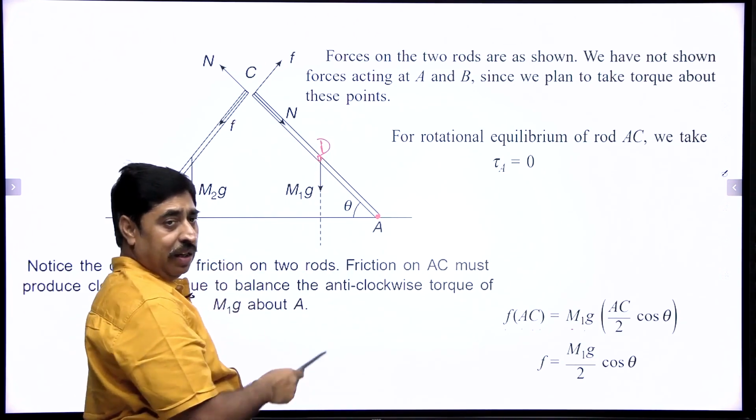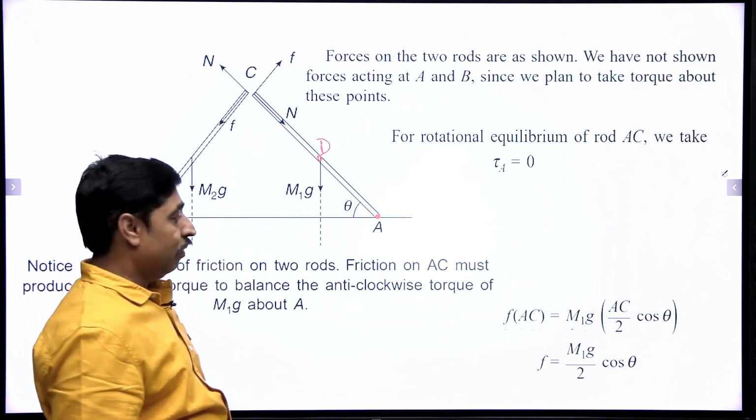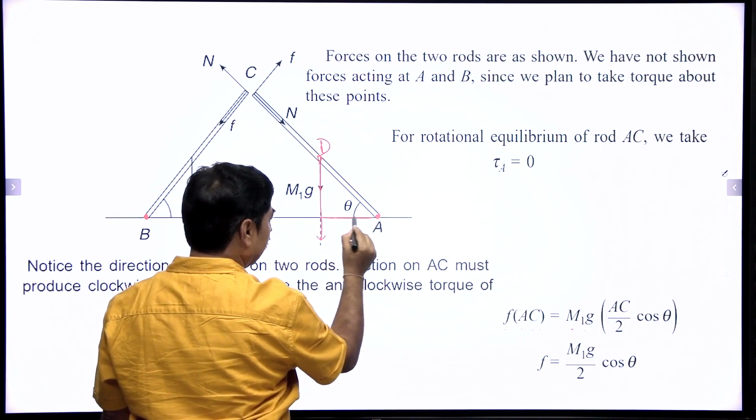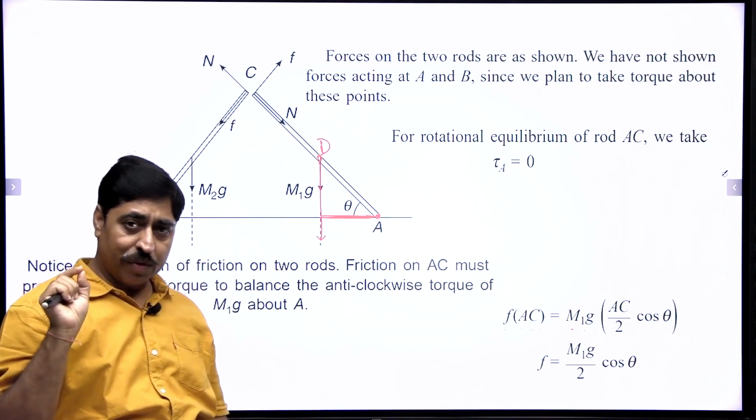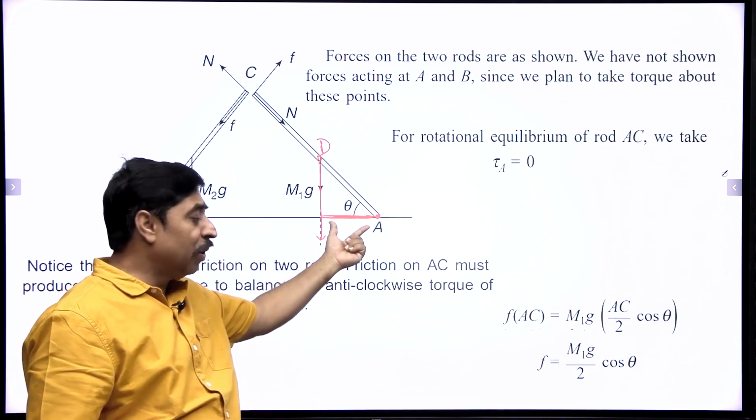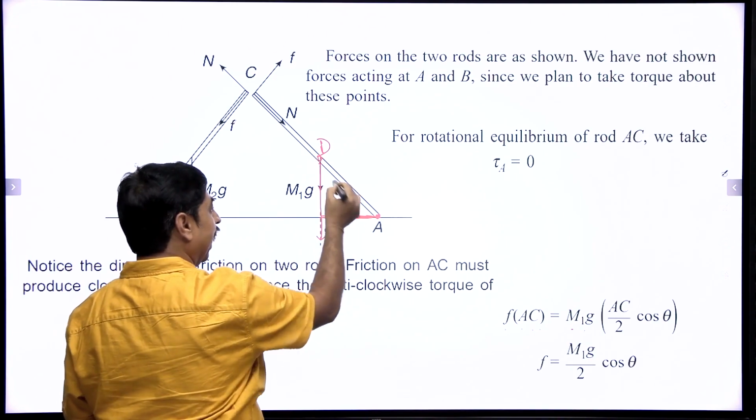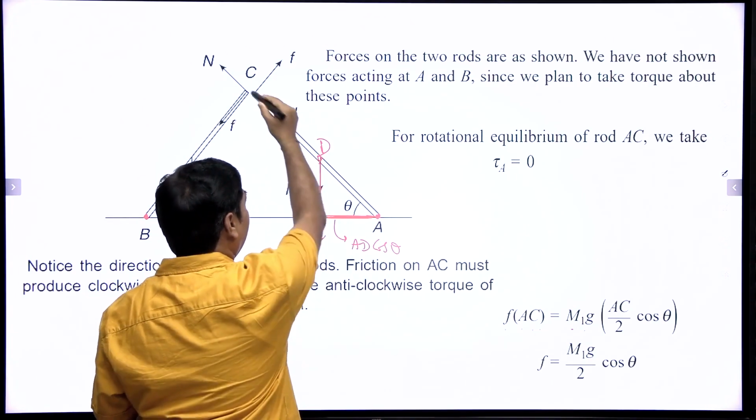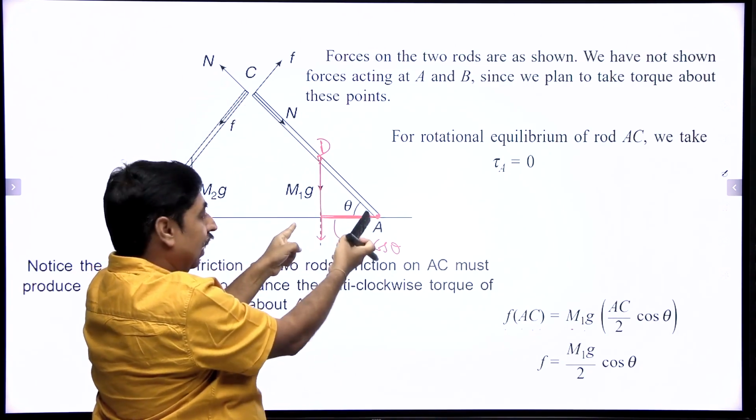This midpoint D, this length AD will be half of AC. So the line of action of this force mg is at this much perpendicular distance from point A. How much is this distance? This distance is AD cos theta. But this AD is half of AC, right? Half the length of the rod is AD. AD cos theta is this length.